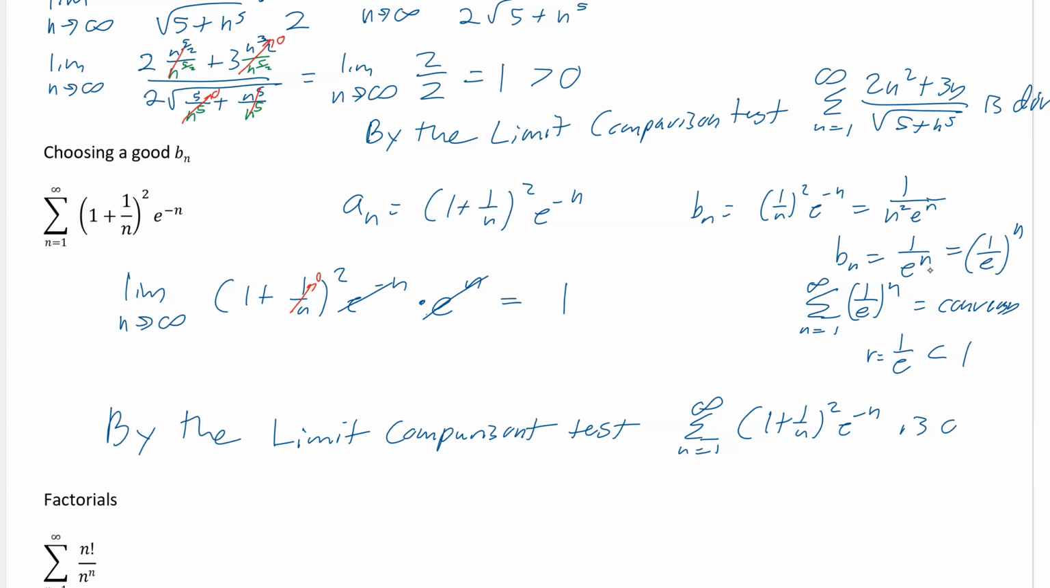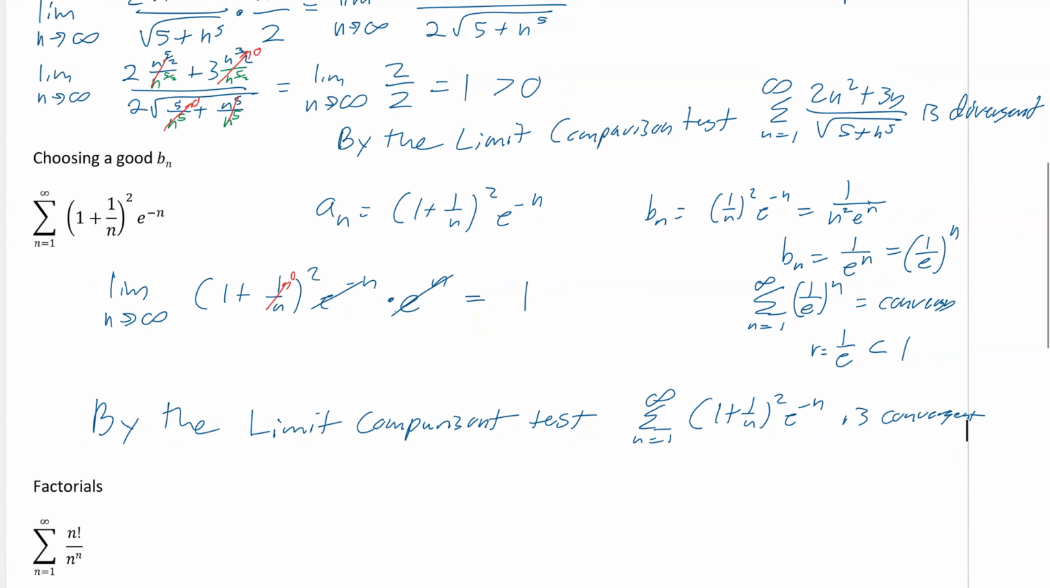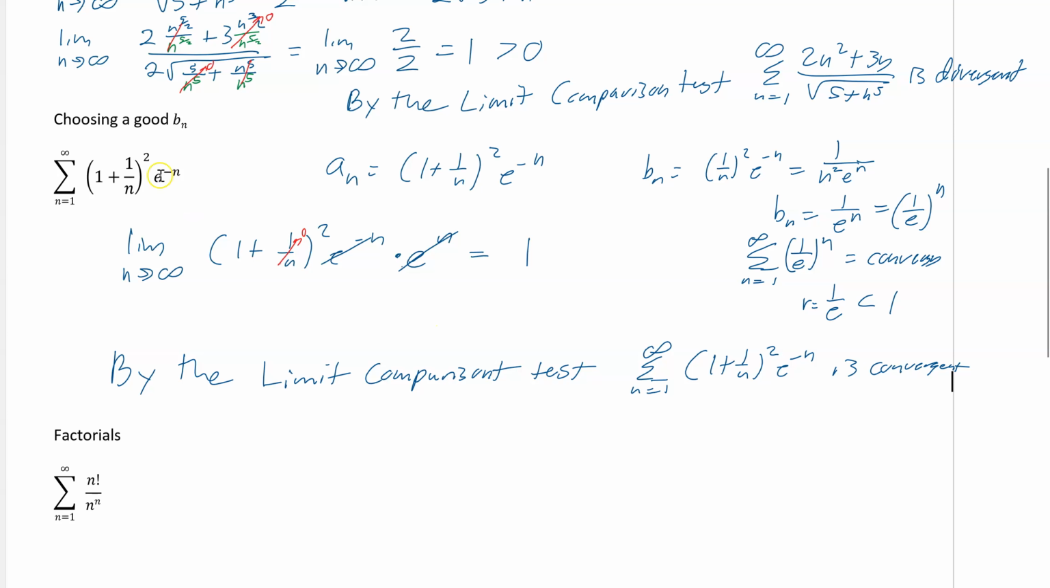See, sometimes it's good to just pick an n. You don't have to pick the most dominant thing. You can pick something that will just work. So it converges, and it works at canceling and making that limit be 1. And we already knew it's going to converge because it's 1 over e to the n.